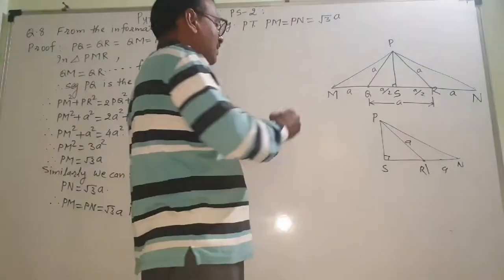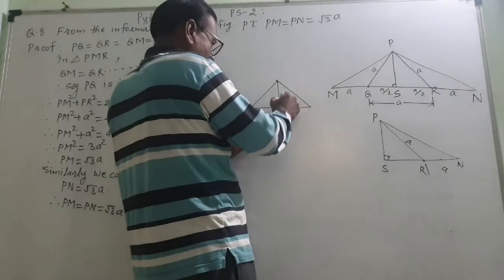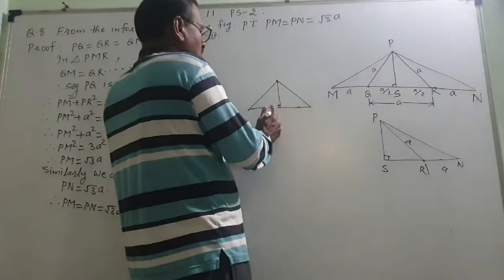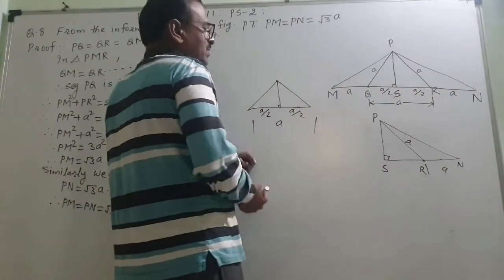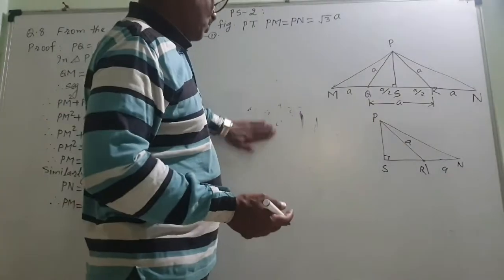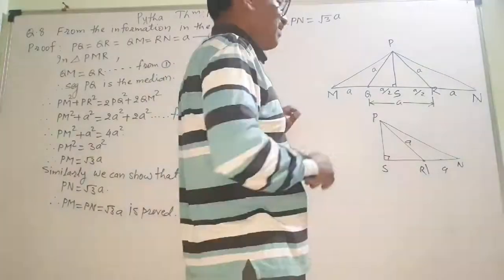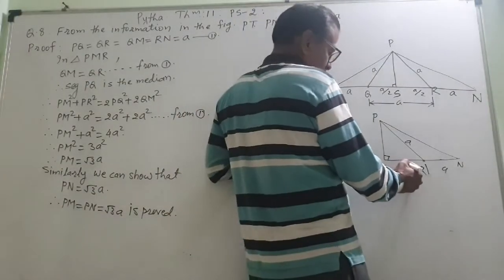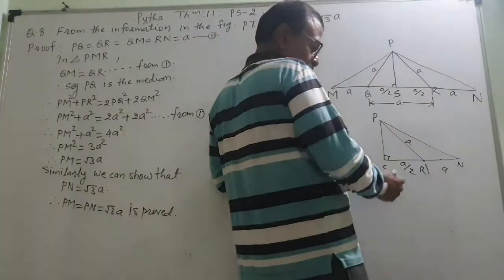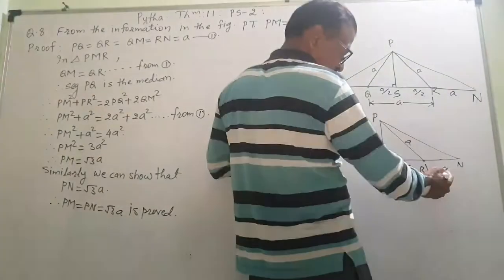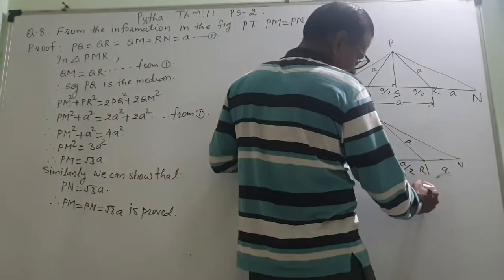In any equilateral triangle, if I draw a perpendicular, so suppose this is A total, this will be A by 2, this will be A by 2, meaning it is a perpendicular bisector. Those properties we have seen in the lower classes, so no need to explain it. So this is A by 2. So using this, this much is also A by 2. So this total distance is 3A by 2.